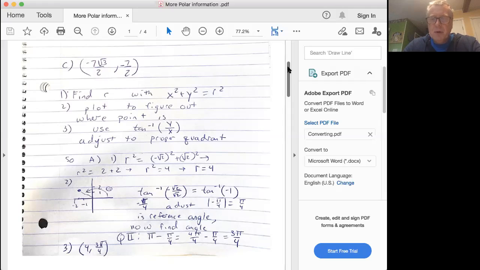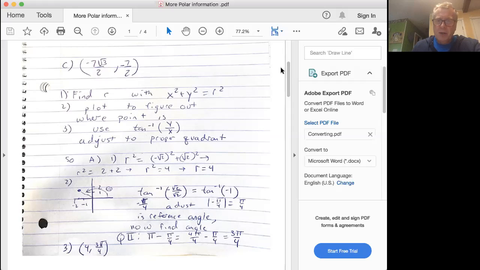So we're going to do a little bit from that first trig packet here. So you might want to pull your first trig packet out, where I ask you to fill in a unit circle with the special angles. That comes into play here quite a bit. If you get a negative inverse tangent in this case, take the absolute value and use it as a reference angle. So let's look at A.